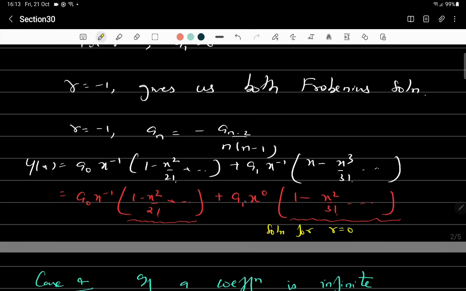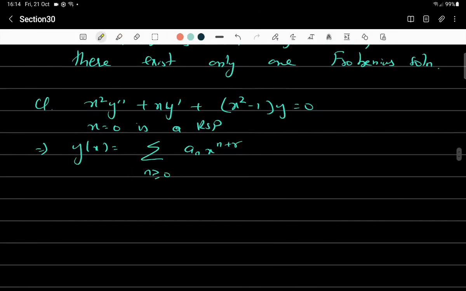When you put r is equal to 0, x raised to the power 0 is there, and this is why I told you that we will get both the Frobenius series solutions for r is equal to minus 1, because for r is equal to minus 1, one of the coefficients gets arbitrary. The second solution you can compute also, but it already gets computed, so it saves our time.